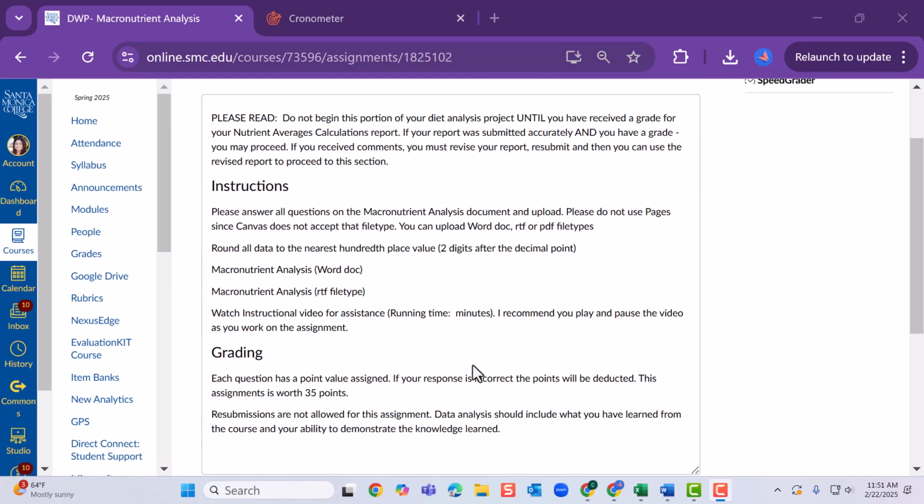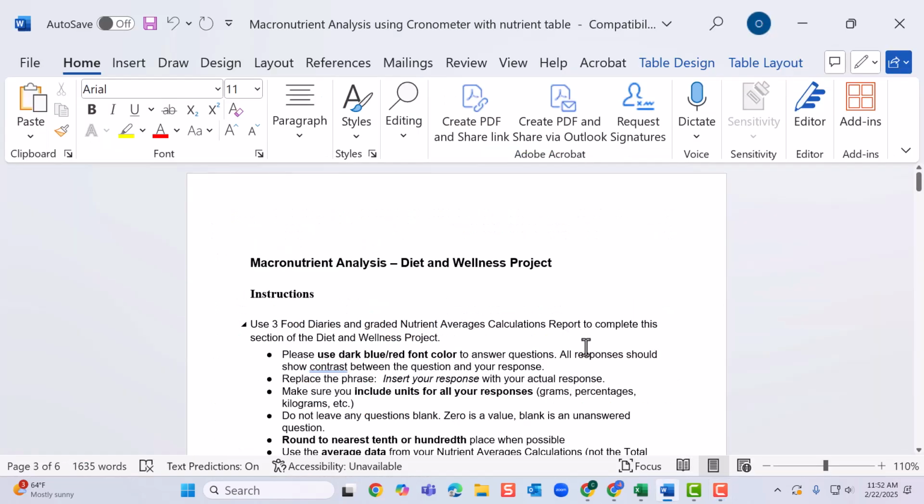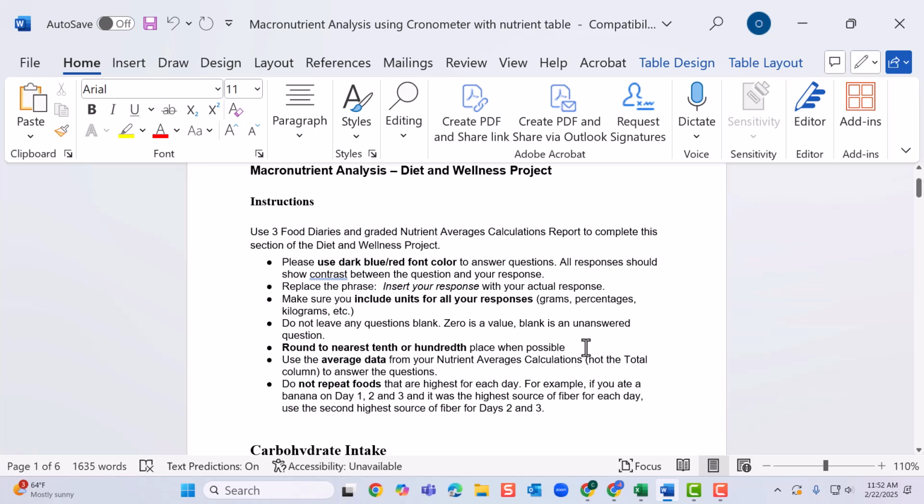I'm just going to go over this assignment, what it looks like, what types of questions it has about macronutrients, and then how to use the live Cronometer reports, food diaries, to complete this assignment. This is the assignment itself. I have it in Word or an RTF version. Remember, Canvas does not accept pages, so don't do it on a pages file type unless you do it and then submit it as a PDF.